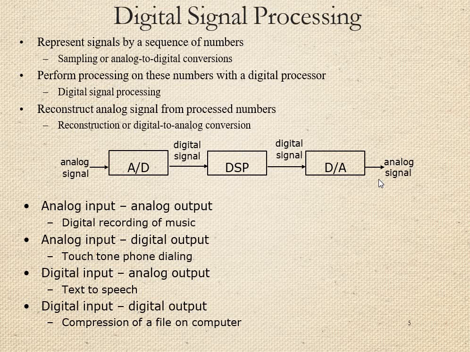Some examples: analog input and analog output is digital recording of music. Analog input and digital output is touch tone phone dialing. Digital input and analog output is text to speech. Another is digital input and digital output, which is compression of a file on a computer.